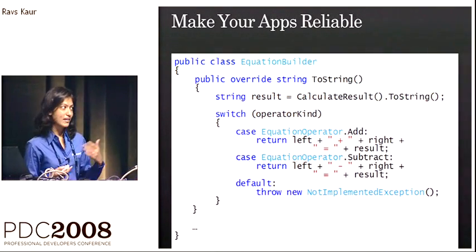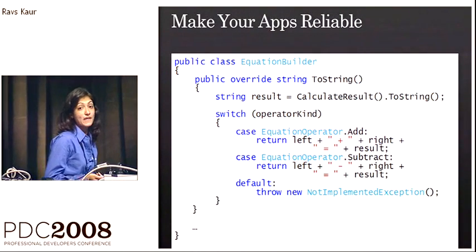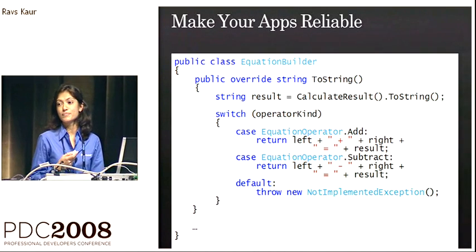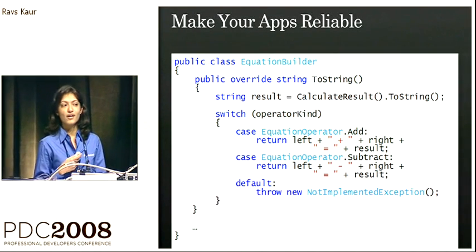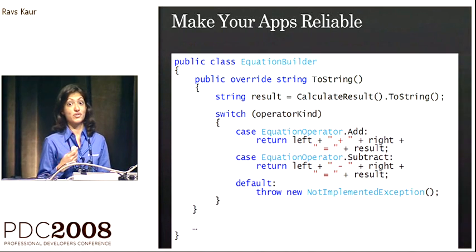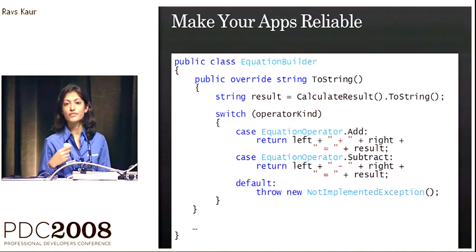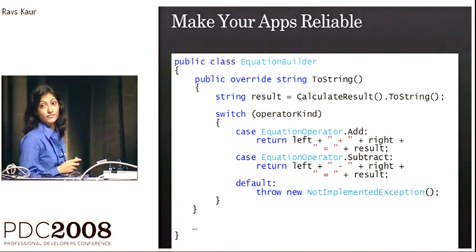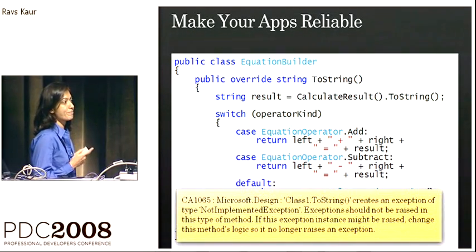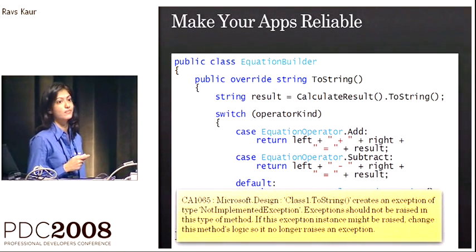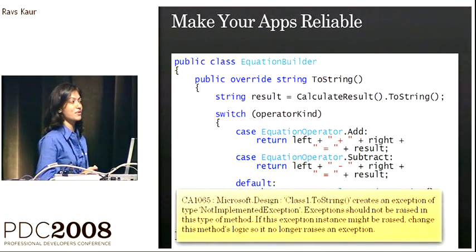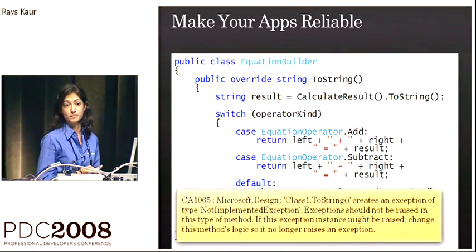If you take a look at this code, what is it doing? It's an override of toString, but it throws a not implemented exception. Now, as a caller of this code, I did not expect toString to throw an exception. I could have wrapped my toString call in a try-catch, but I certainly didn't need to, and I certainly did not expect to. So code analysis in this case will tell you that you are using bad design practices, and you should not be throwing from a method like this.